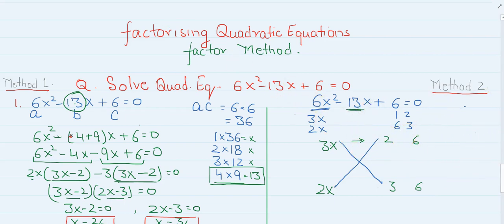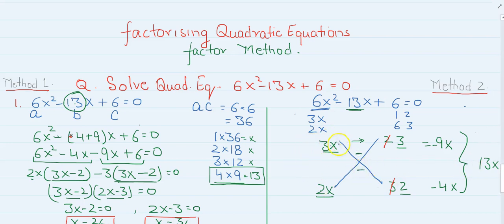So let's change the position of this. We don't write this. Let's write 3 here and 2 here. So let's find the product: 3x multiplied by 3 is 9x. 2x multiplied by 2 is 4x. And when we add this, we get 13x. This is negative 13, so this one is supposed to be negative and this one is negative. Now we are going to put this sign here.